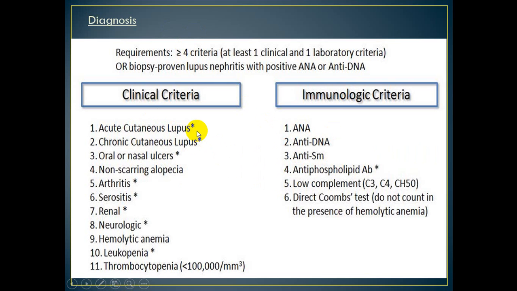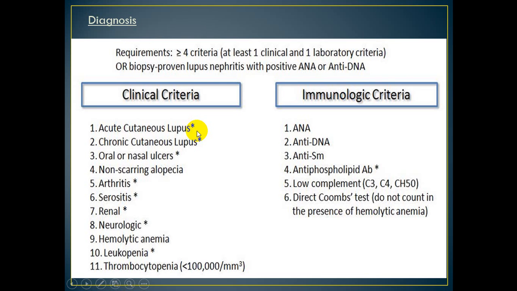Number 1, let's start with mucocutaneous criteria. First, acute cutaneous rash. We previously mentioned 2 types of acute cutaneous rash. One of them is malar rash. Second is the photosensitive rash. Any one of them, we score 1. Chronic cutaneous rash, previously discussed, we name it discoid rash.